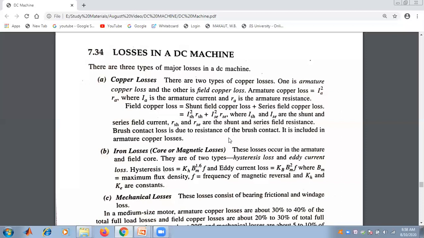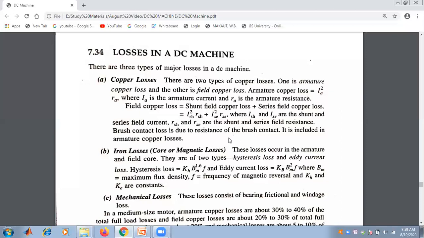Brush contact loss is due to the resistance of the brush contact. It is included in the armature copper loss. So the iron and the core losses, that is given by core or magnetic loss. These losses occur in the armature and the field core, and they are generally of two types. One is hysteresis loss and another is called the eddy current loss.